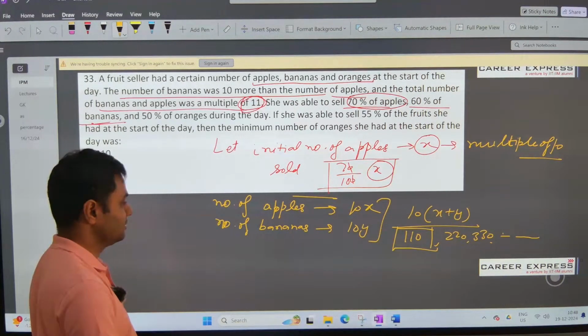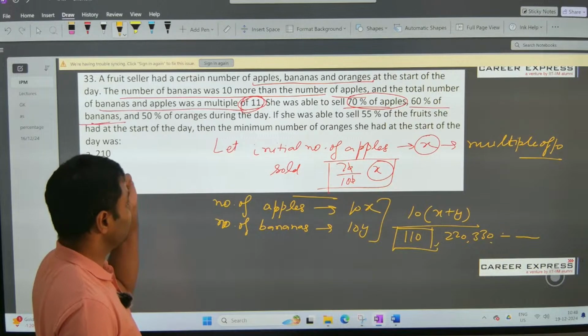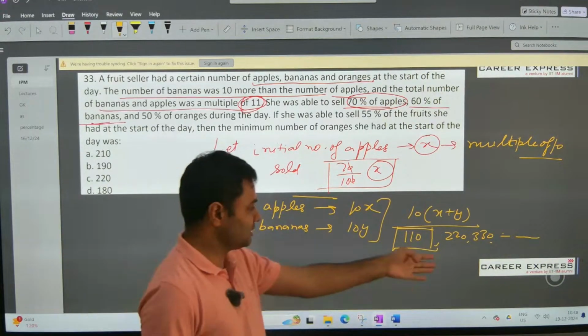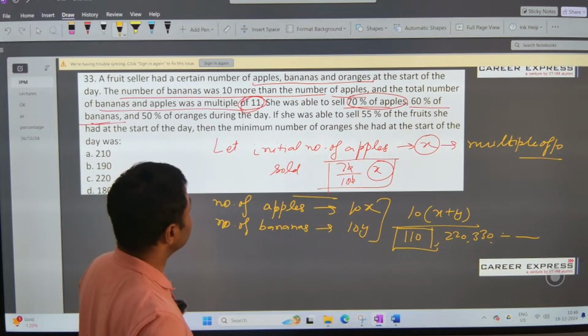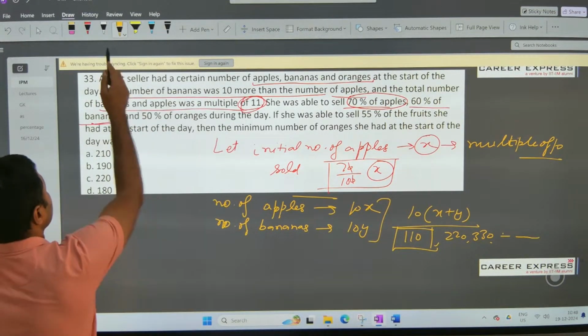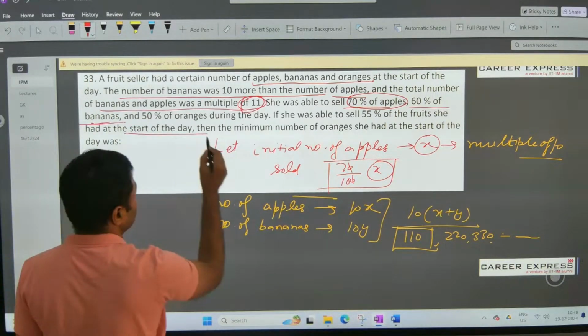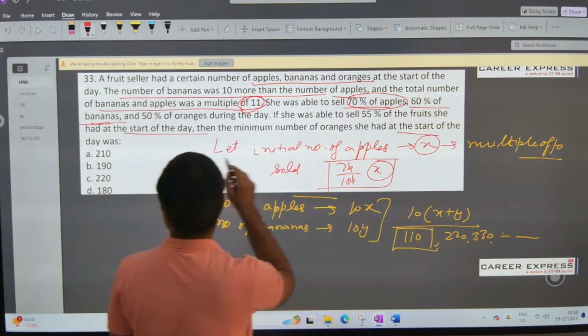I think the explanation is clear till this point. Now we have to decide which one should be the number. So the question is, if she was able to sell 55% of the fruits she had at the start of the day, then the minimum number of oranges she had at the start of the day was?